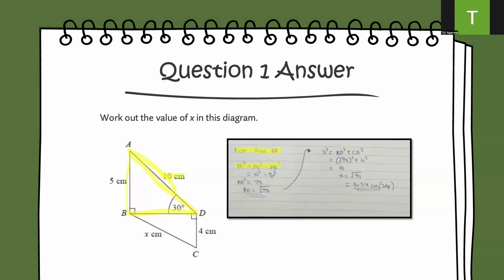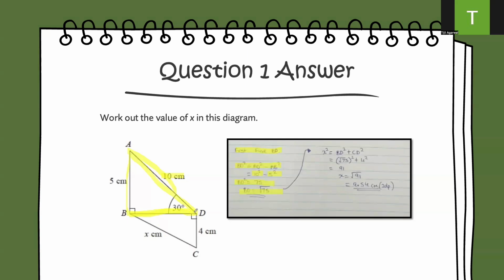Now we know that the length of AD is 10, so you do 10 squared minus the length of AB, which is 5 centimeters, so 5 squared. Okay, and that means that BD squared is equal to 75, and BD, or the length of this side, is going to be square root of 75.